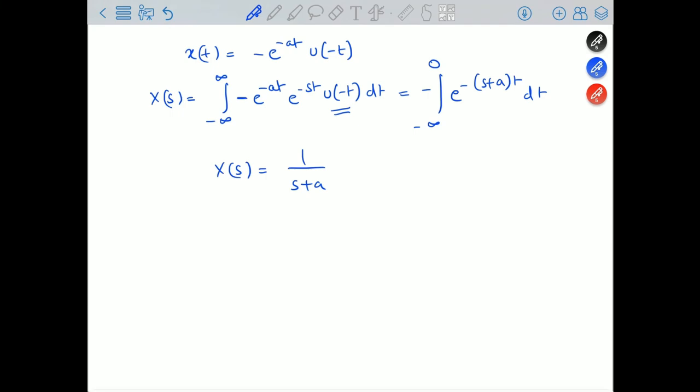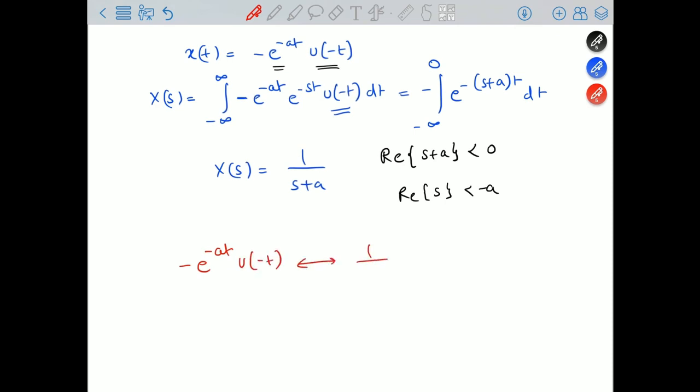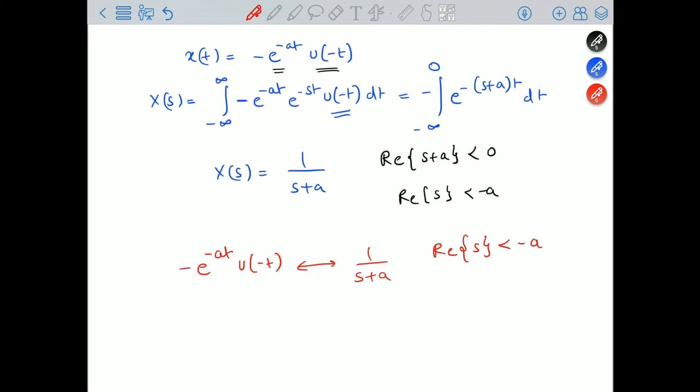The main part in this calculation is the convergence. So the real part of s plus a should be less than 0 because of this u of minus t factor. So the convergence of this factor will be only possible for real part of s plus a less than 0. So the real part of s, that is sigma eventually, should be less than minus a. So what is the final output? The Laplace transform of minus e raised to the power minus at u of minus t should be equal to 1 over s plus a, with real part of s less than minus a.